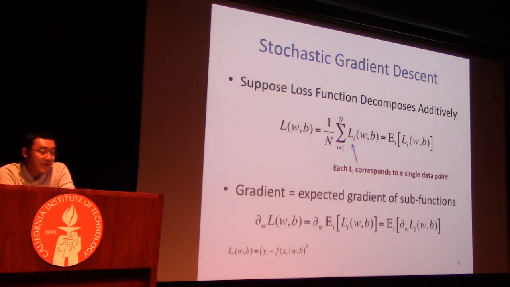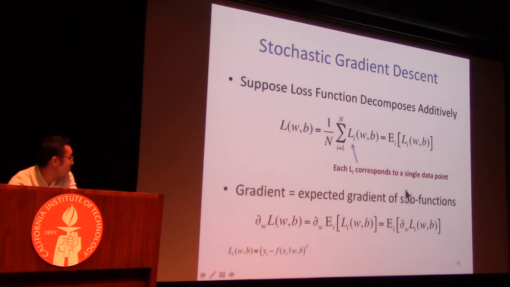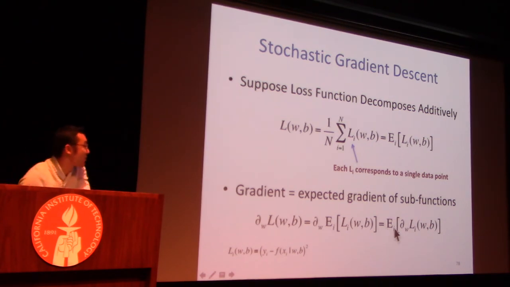And so the gradient of our total loss function over all the examples, you can now write as the gradient of the expected value of the loss of individual examples. And again, by linearity of differentiation, it's equal to the expected value of the gradient of an individual example.